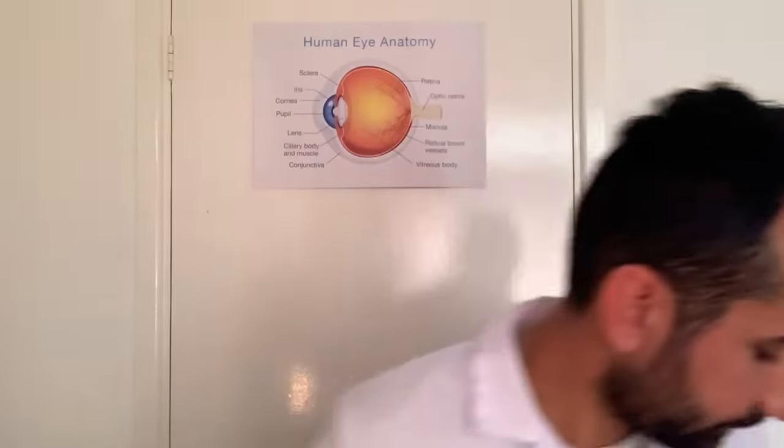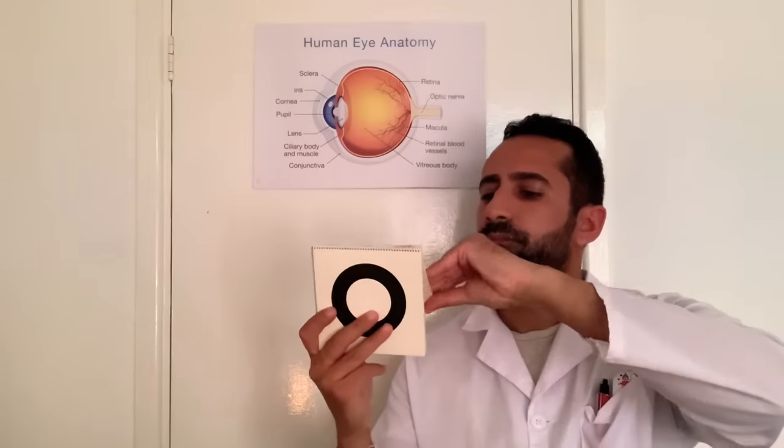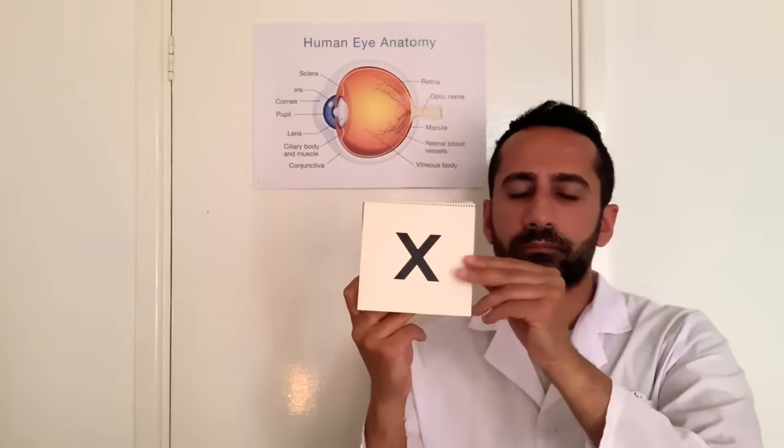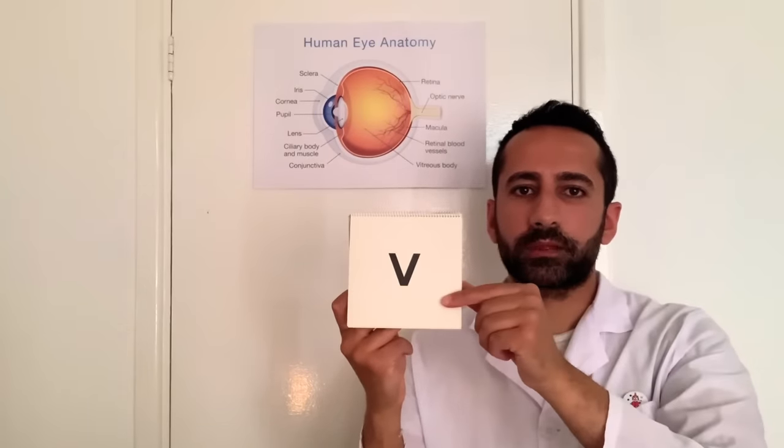Okay, so we need to check your distance vision now. So we're going to be using the Sheridan Gardiner test. Okay, just cover your left eye for me. Using the right eye, just say what letter you see on the page, please. Excellent.